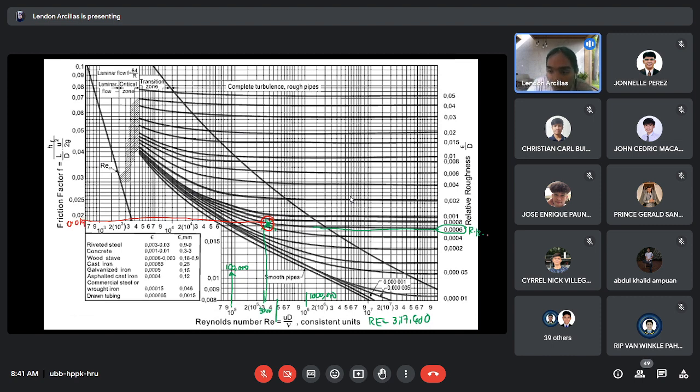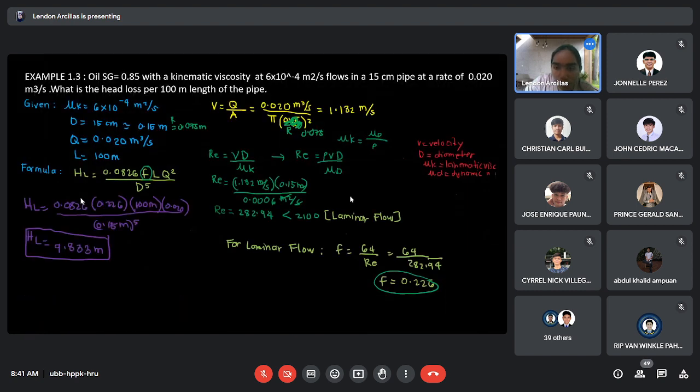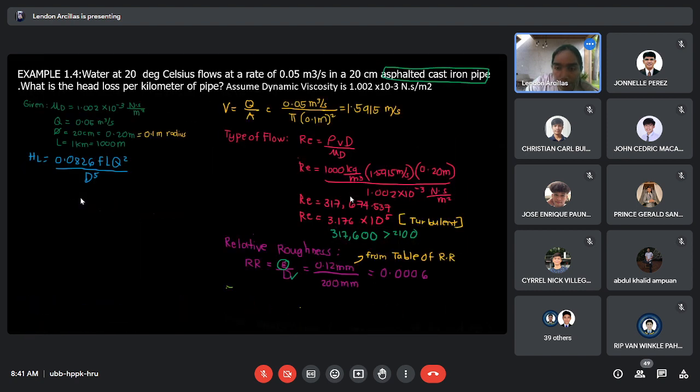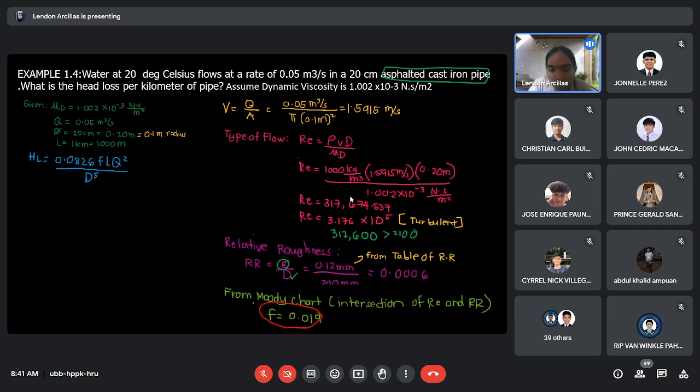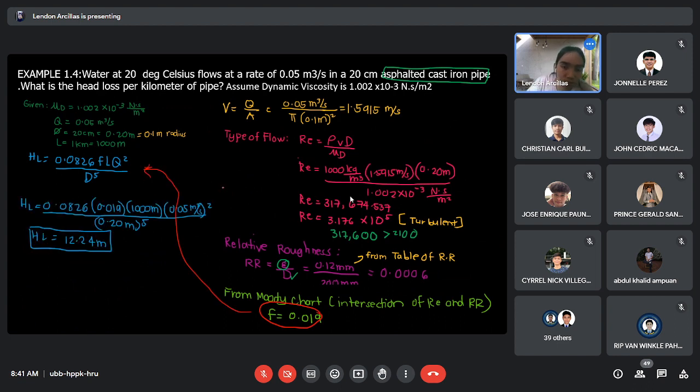So this is the RR, relative roughness, that is epsilon over the diameter, and this is the Reynolds number. Let's go back there. The friction factor we got is 0.019. That is the friction factor. So substitute it here, and you'll get the friction head loss. F is equal to 0.019. So use this formula and you'll get the head loss.